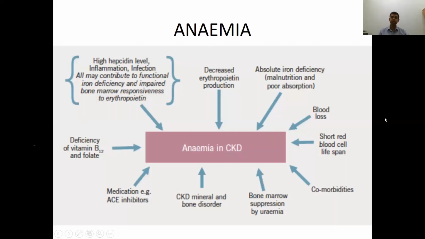Therefore, whenever a patient with CKD comes with anemia, you have to look for all these other causes. For example, you need to do iron studies and a blood picture, and look for whether this patient is bleeding or not. Before you start giving erythropoietin, you need to correct all the other factors that are resulting in anemia for these patients.